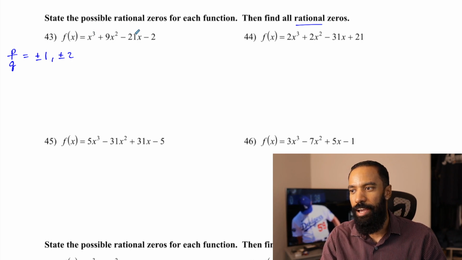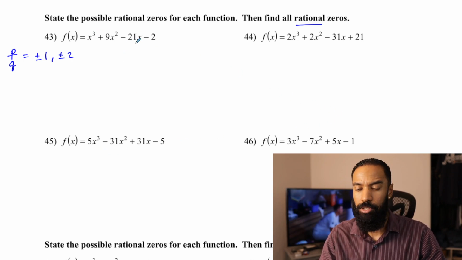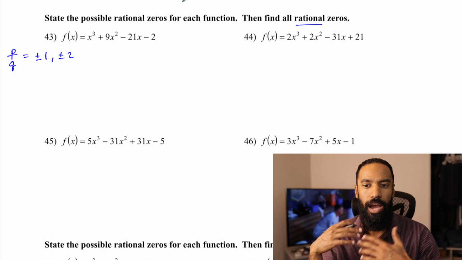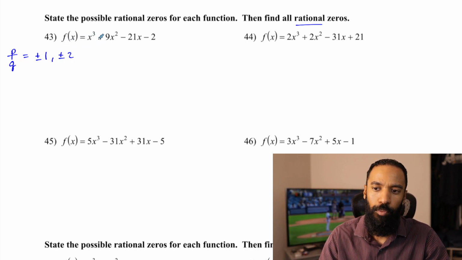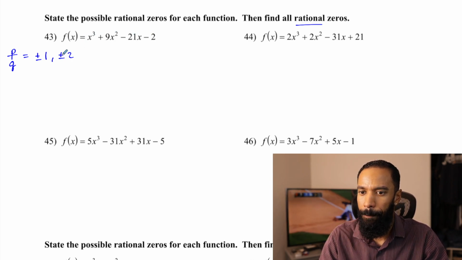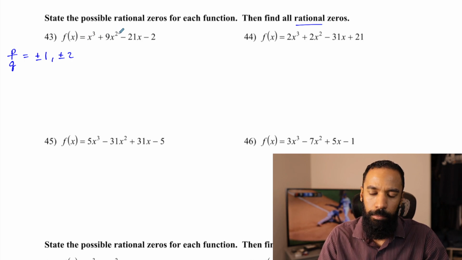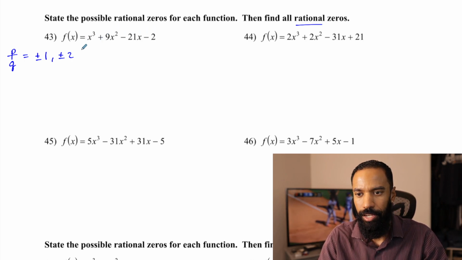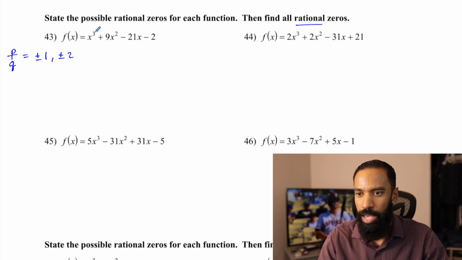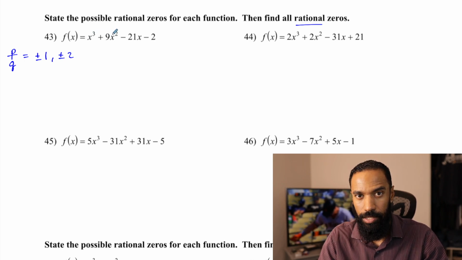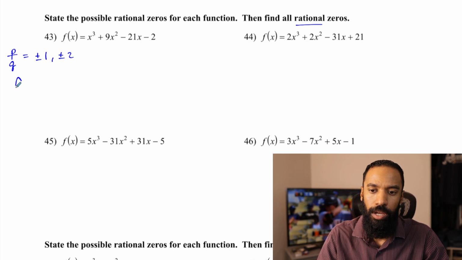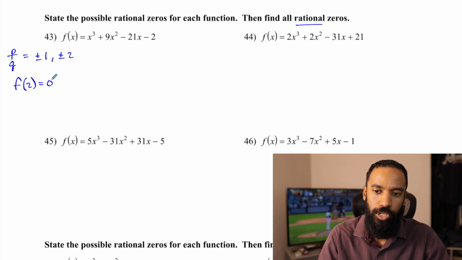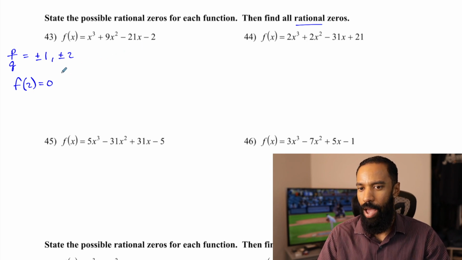Now, this is not factor by groupingable. None of these seem to be. So we're going to have to use our tests right here to do this. Plug in the numbers until we get 0. So f of 1 will give us 1 plus 9 minus 21 minus 2. That's not going to work. Negative 1 gives us negative 1 plus 9. That's 8 plus 21. That's not going to work. 2 is going to give us 8 plus 36. That's 44 minus 42 minus 2. That's going to work. So 2 works. F of 2 is 0. So that's one of our rational zeros.